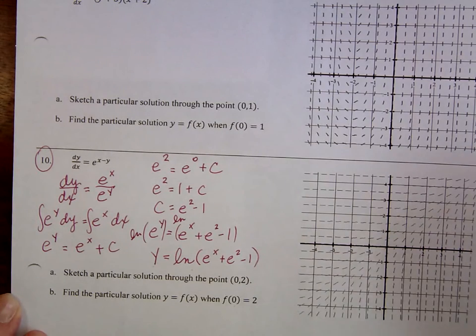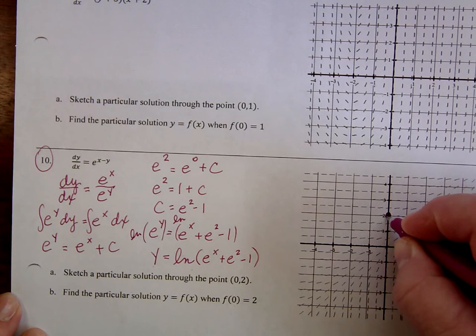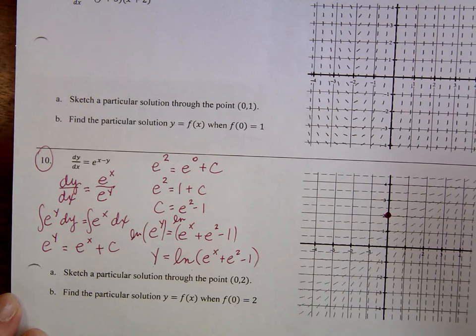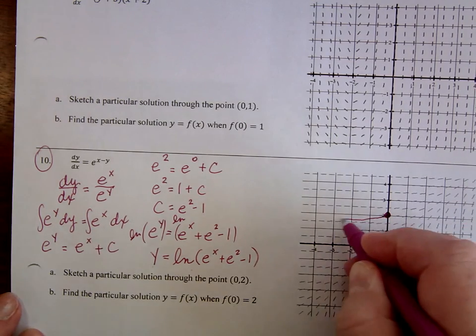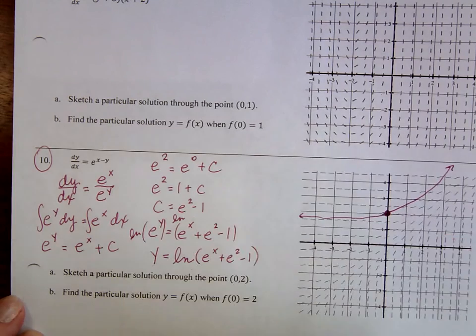But then they say to you, okay, well now part A, sketch a particular solution through the point 0, 2. So 0, 2 would be right here. Plot the point, and then stay in the cattle chute. Right? Follow your slope fields. Looks kind of like that. And that, my friends, is your answer to number 10.